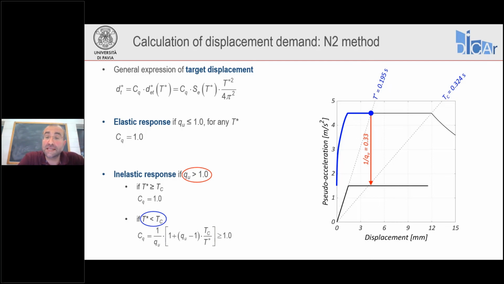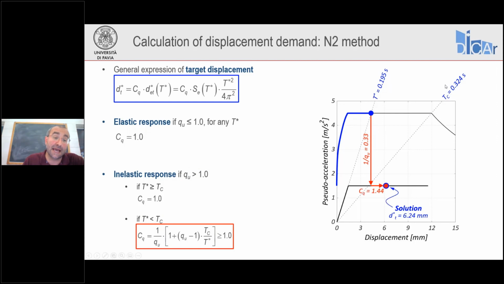So, in this case, since T star of 0.195 seconds is less than the corner period of the spectrum, which is at 0.324 seconds, well, we have to apply the amplification, C sub q, which, if we apply that equation, is going to be equal to 1.44. So you see that we find our solution, our displacement demand for the inelastic system, D star T, which in this case is equal to 6.24 millimeters.